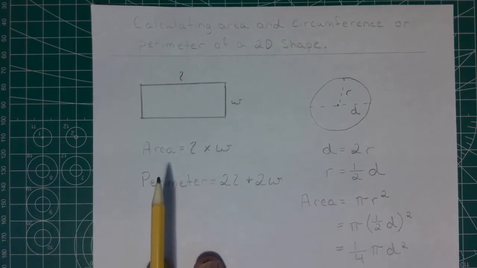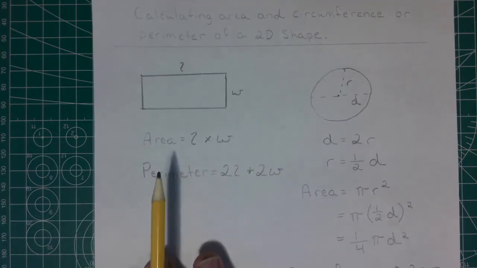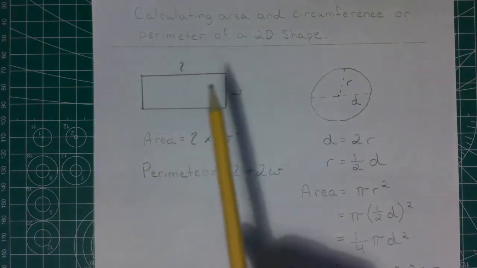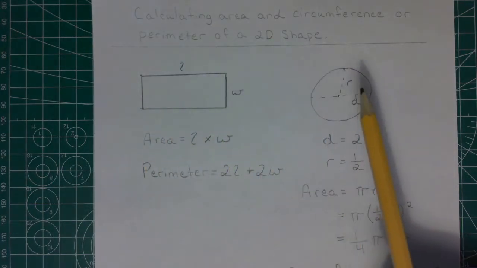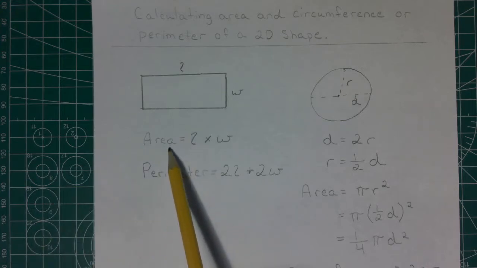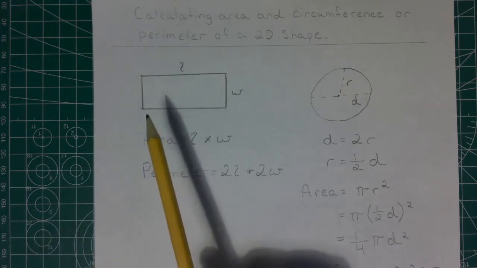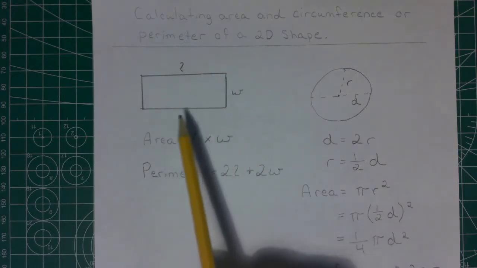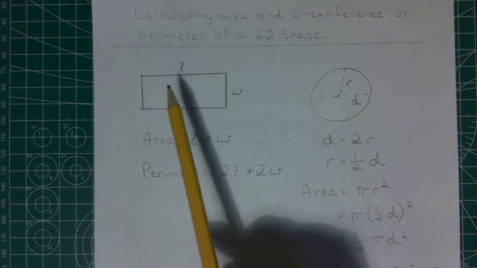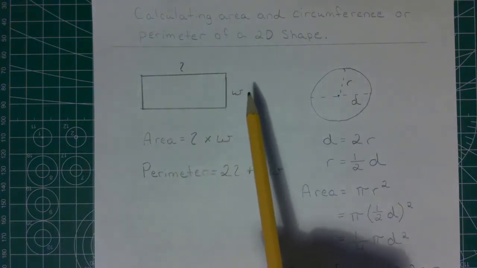So in the first scenario here, we're going to measure the length and width of a rectangular piece of paper, and then we're going to measure the diameter of a circular piece of paper. And what you're going to be asked to do is to calculate the area. The area of our rectangular piece of paper is pretty simply just the length multiplied by the width.